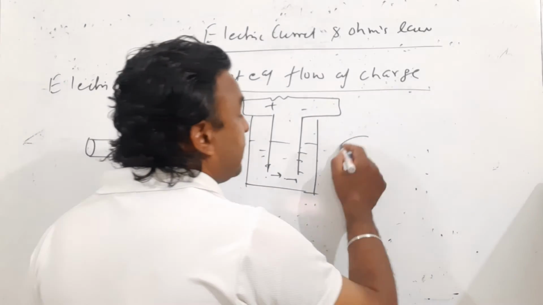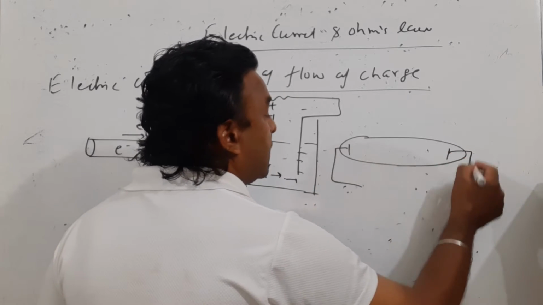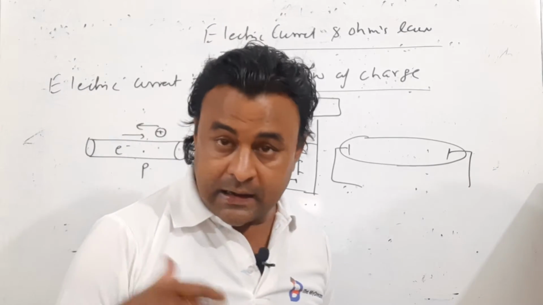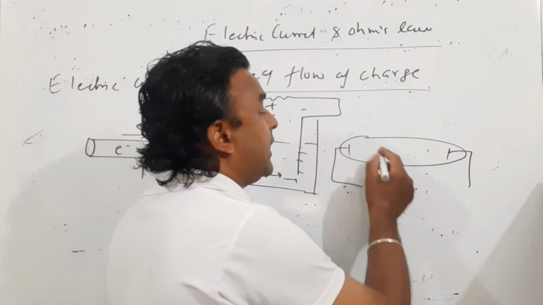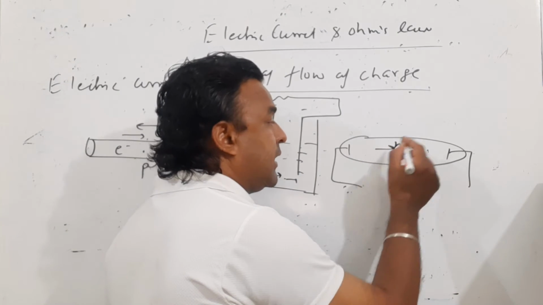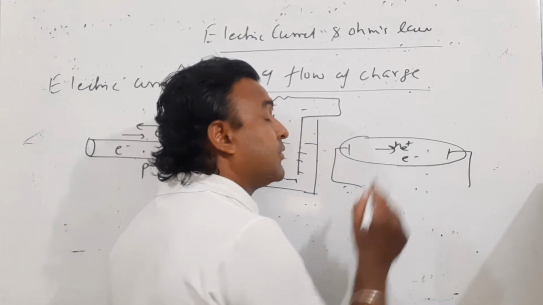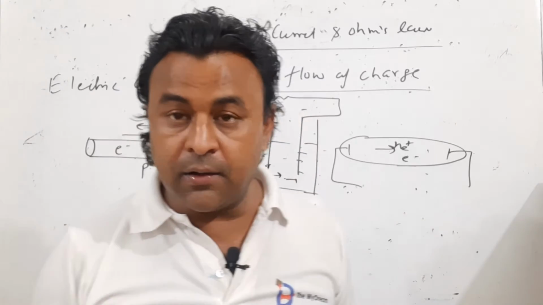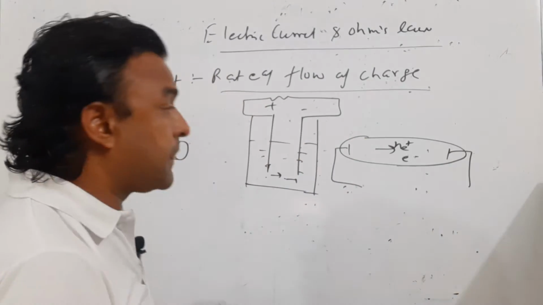Even in case of a cathode ray tube, we take air at very low pressure. The ionized air and electrons, they move. In every case, ionized air, hydrogen or helium, whatever, and electrons. In every case, current is defined as the rate of flow of charge. Simple.